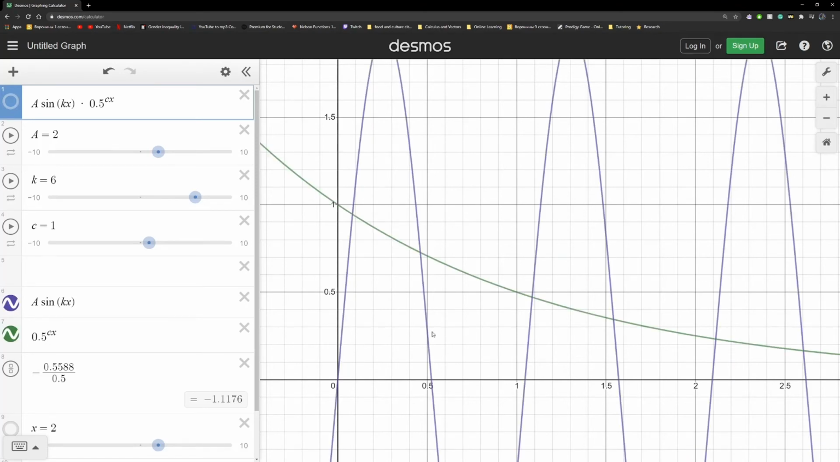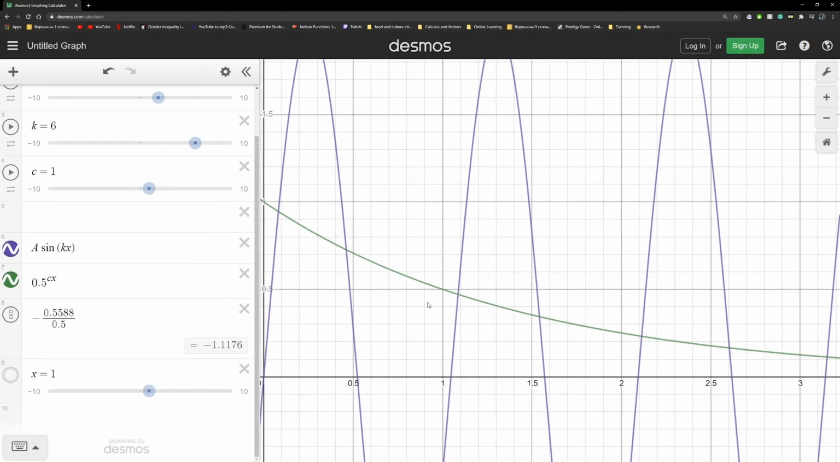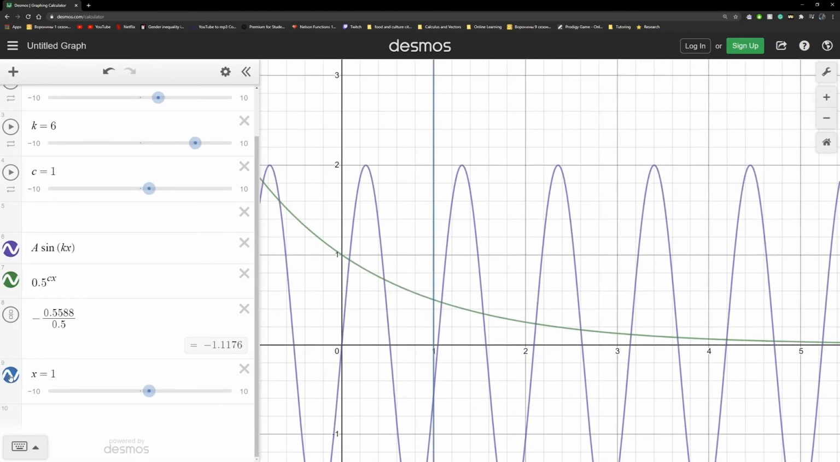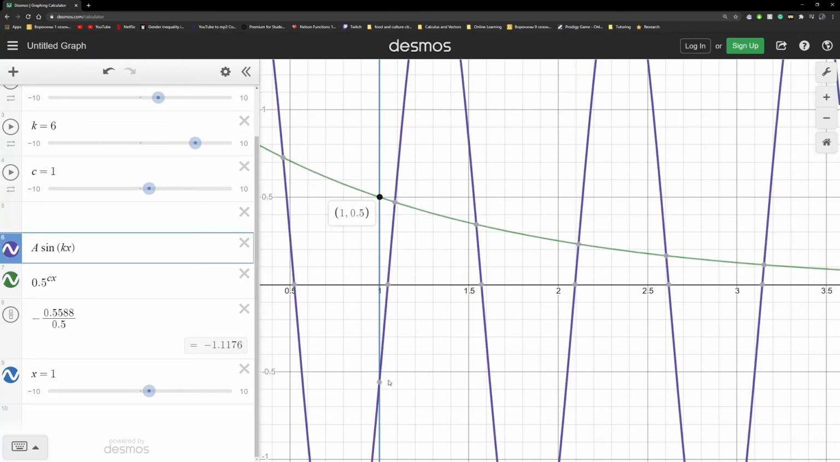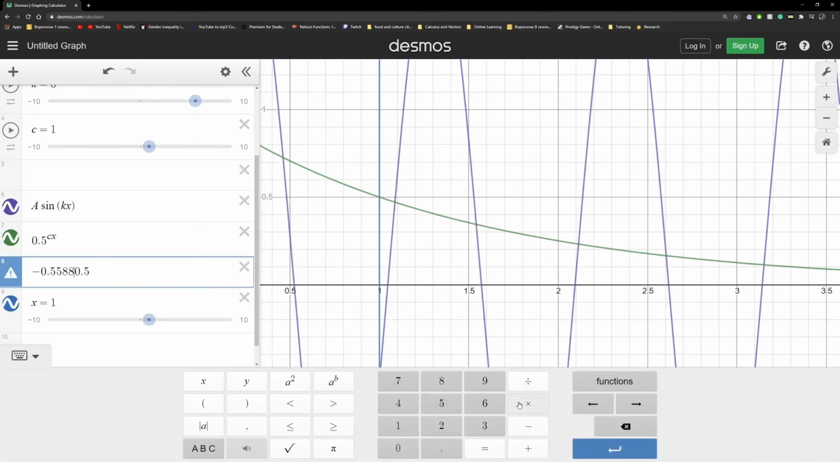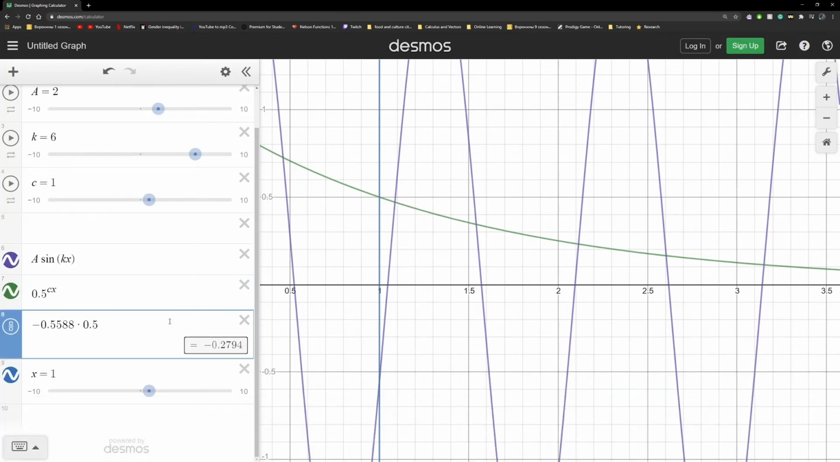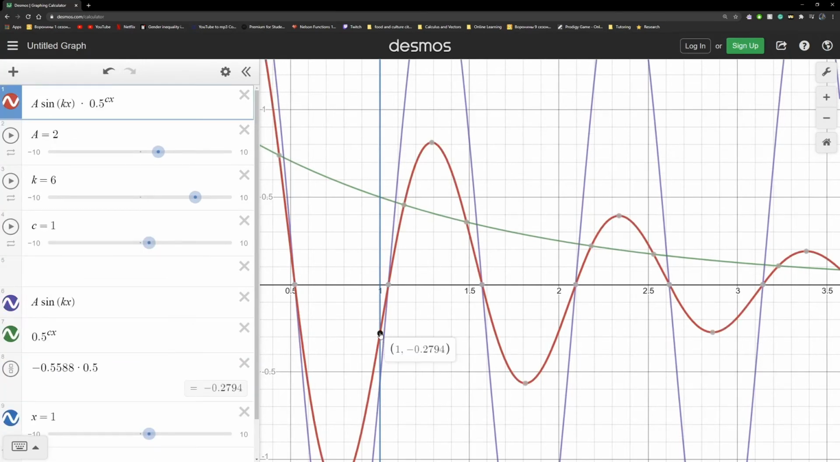Now let's look at another point. Let's look at point 1. So again, on Desmos, you could just make a straight line that can help you identify the 2 points. So at 1, again, we had a 0.5 for the green one, and for the purple one, we have negative 0.558. Okay, so if we were to multiply those two numbers together, we get negative 27.94. Is that what we get on the red one? As you can see, that is exactly what we get.